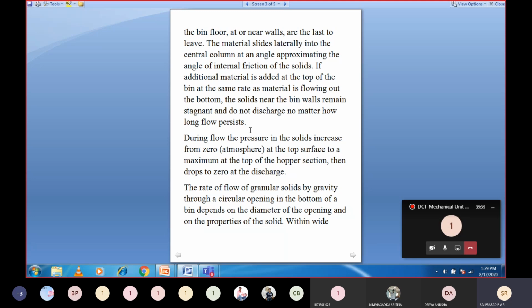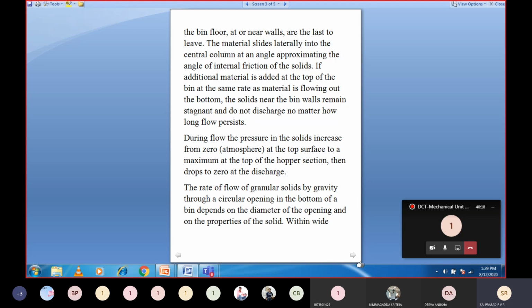Then, the rate of flow of granular solids by gravity through a circular opening in the bottom of a bin depends on the diameter of the opening and the properties of the solid. We know very well, if we have a bigger diameter, we can ensure the flow perfectly. What is the meaning of properties of the material? The friction should be less and the sphericity should be very high. You know the definition of sphericity: if the value of sphericity is near 0.9, that indicates the solid particle is near to a regular shape, and then its irregularity is less. So these are the properties we are supposed to understand.